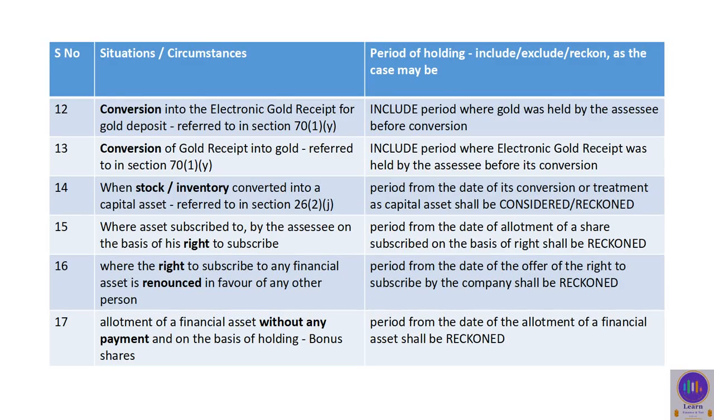In the case of bonus issue, rights issue, allotment of statutory shares or ESOP, the holding period is from the date of allotment of the asset and not the date of payment. In the case where the right is renounced in favor of another person, then the holding period is from the date of offer of the right.